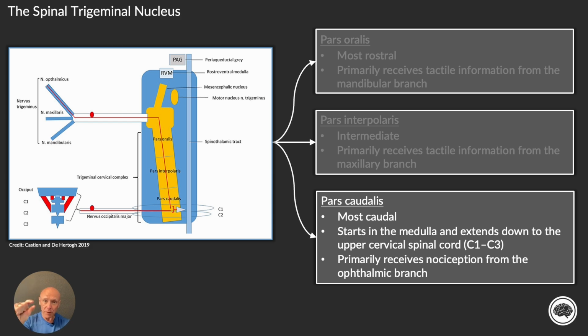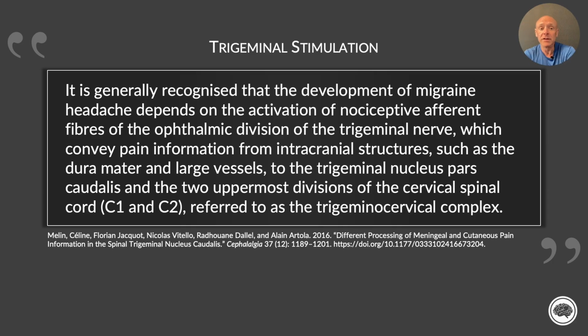So we go through all this anatomy to say, hey, at the end of the day, it's probably this bottom part of the spinal nucleus of the trigeminal nerve in the bottom of the medulla, the top of the cervical spine, that is primarily going to be receiving threat signals from the ophthalmic branch. And why that's really, really important is this particular study, which clearly states it's generally recognized that the development of migraine headache depends on activation of the nociceptive afferent signals. All right, so basically that's information going to the brainstem, nociceptive afferent fibers of the ophthalmic division of the trigeminal nerve. So this is all the stuff we were just covering.